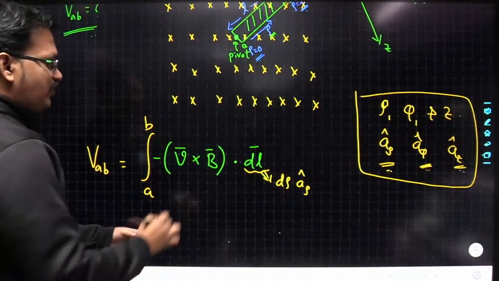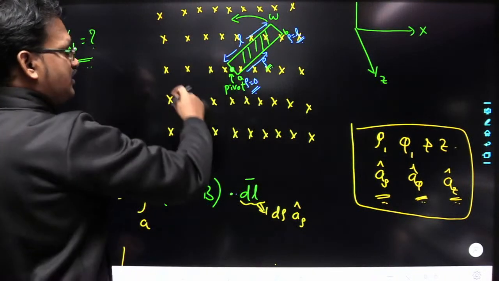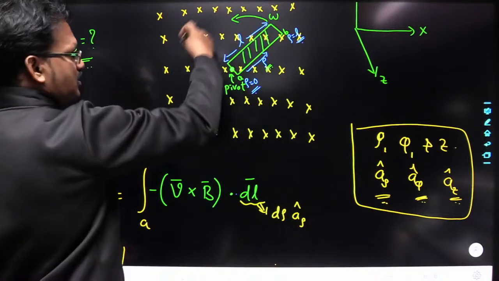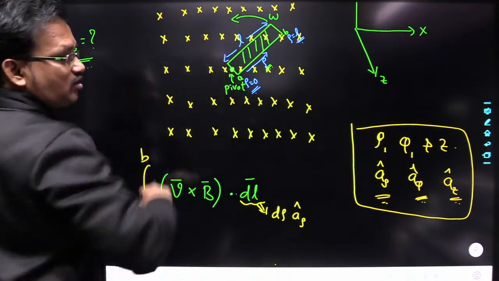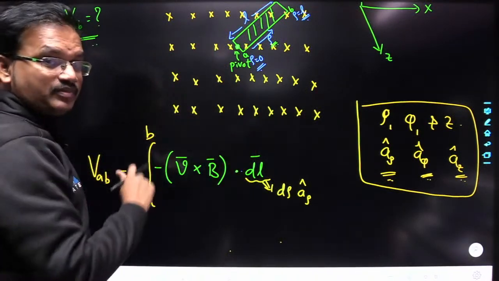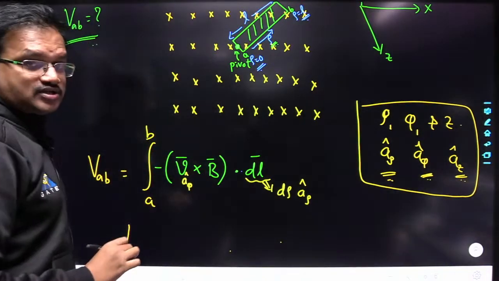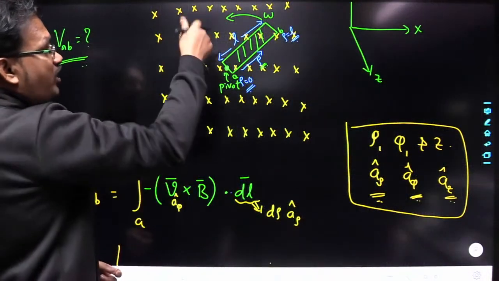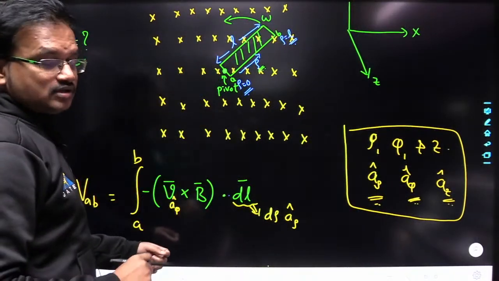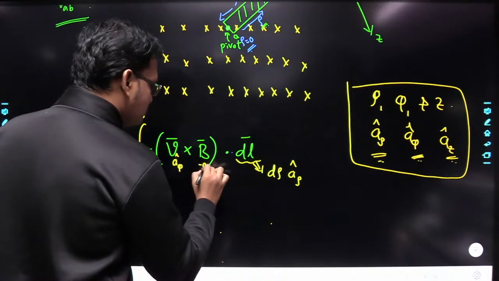And the velocity, in which direction is it? It is revolving in the anti-clockwise direction, making a circle in the anti-clockwise direction. So the velocity is in the a phi cap direction. And the B field is pointing in which direction? Into the board. Into the board is the Z direction, sorry, negative Z. So the B field is pointing in the negative Z direction.